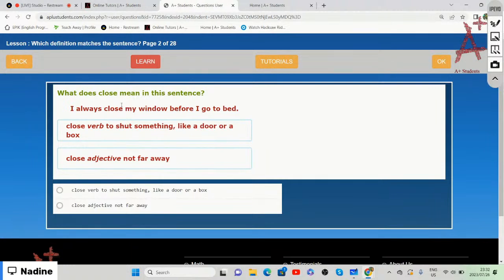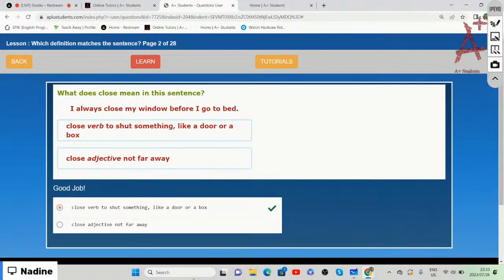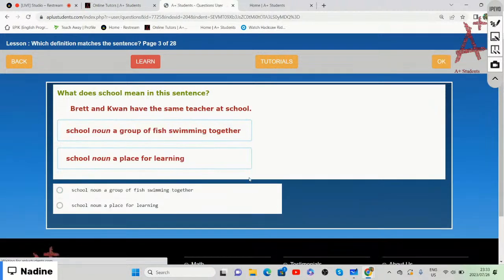All right, so if we were to choose the correct definition that matches the sentence, closing the window, then we will basically choose the first one, which is a verb, right? It is to shut something. So we are shutting either a door or a box, or we're closing the windows, right? So if you have that, then well done.